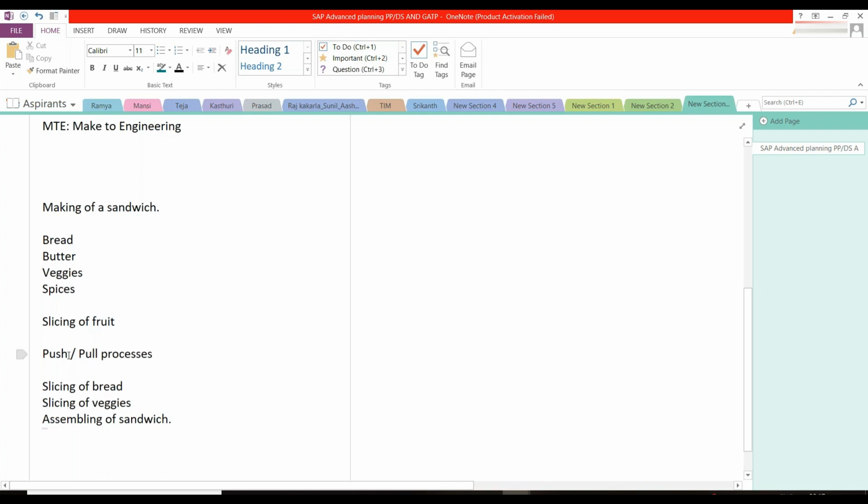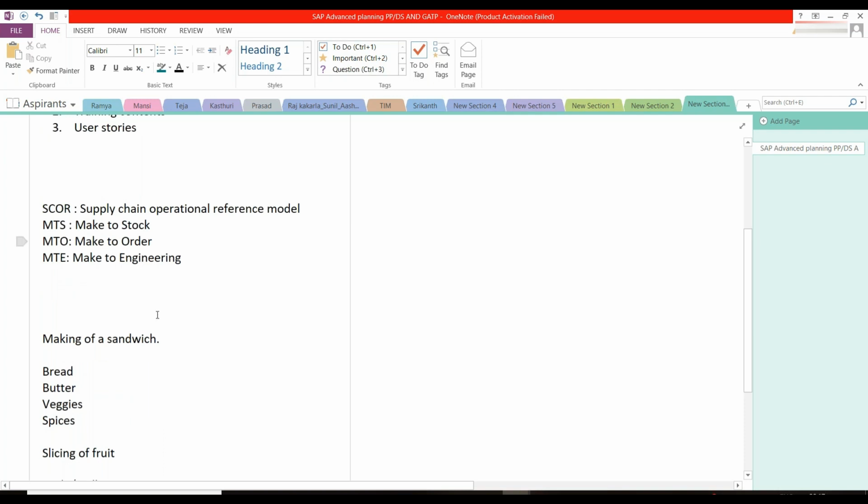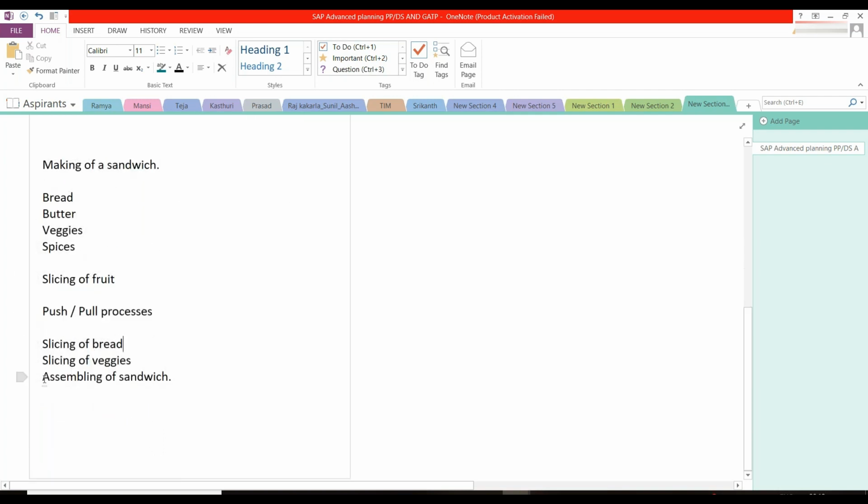So what's the takeaway point? A process which is not influenced by the order, or by the customer requirement or demand, I would say is a push process. Now we will take the make to order scenario. In this process, assembling of the sandwich has been postponed. Maybe they have already sliced the bread and the veggies for you. The only thing is they are waiting for your order, and the moment you say you need a sandwich with extra butter or extra spice, they will start assembling it for you. So this is a process influenced by the customer order, and I would say this is a pull process.